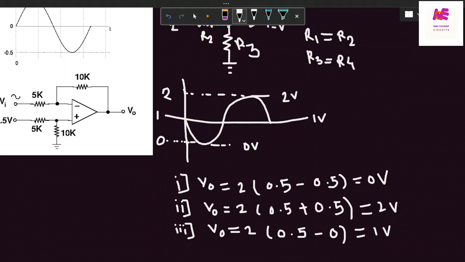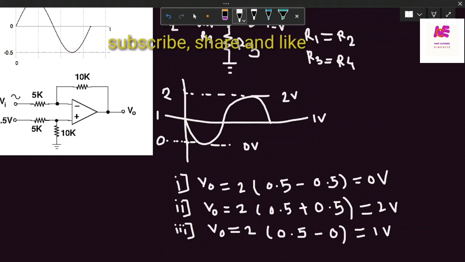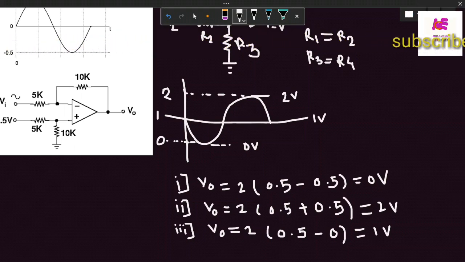Because of the negative gain, we get an inverted sinusoidal signal. For the reference 0 volt, third condition, we get 1 volt. For the positive half cycle, we get 0 volt. And for the negative half cycle, we get an output voltage of 2 volt. So this will be the nature of the output voltage of this subtractor or differential amplifier.